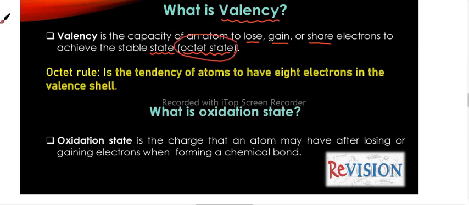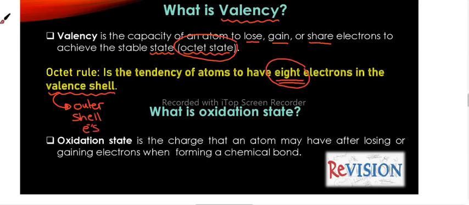Going to the meaning of Octet Rule, it is the tendency of an atom to have 8 electrons in their valence shell. And when talking about 8, I'm talking about an electronic configuration which is very close to a noble gas electronic configuration. If we have 8 electrons as valence, and talking about the valence shell, it is the outer shell electrons. So they are the electrons presented inside the outer shell.